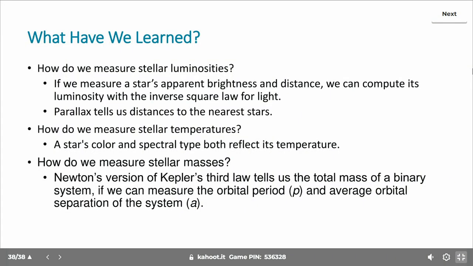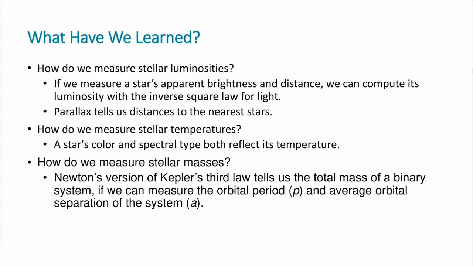So for luminosity, if we know the brightness and the distance, we can calculate the luminosity, and we can use parallax to figure out the distance to nearby stars. If you can get a good enough spectrum of your star, then you can try to figure out its temperature and spectral type by figuring out what chemicals are ionized in the sun's atmosphere and at the surface. And then if you can find binary star systems, you can use Kepler's third law as modified by Newton to calculate the masses of the stars in that binary system.